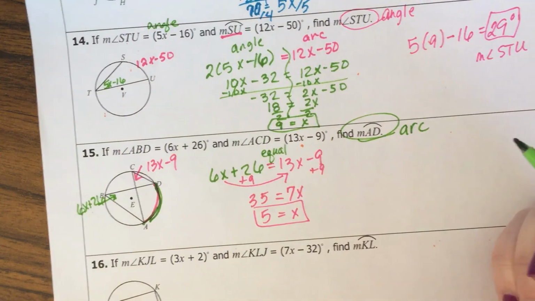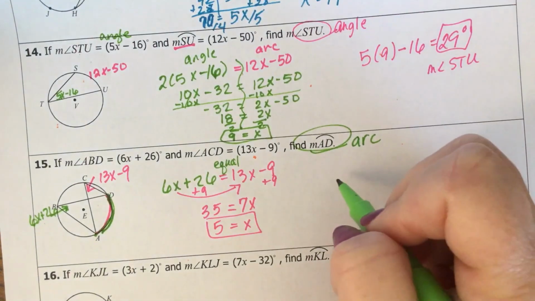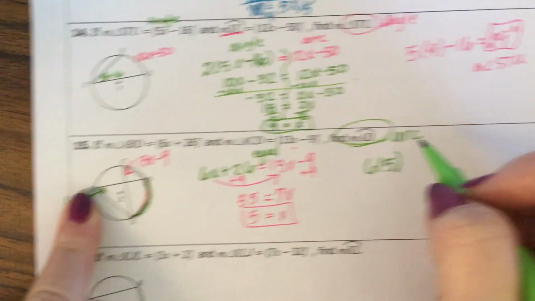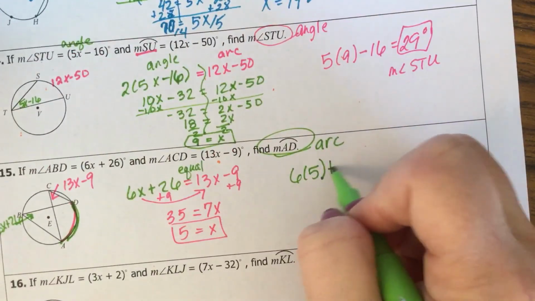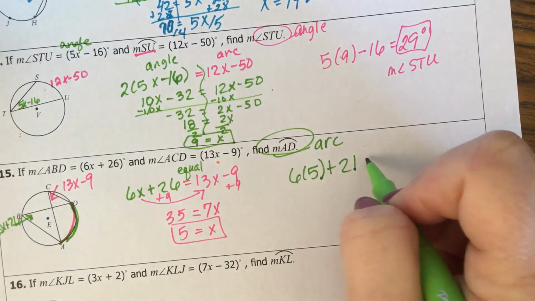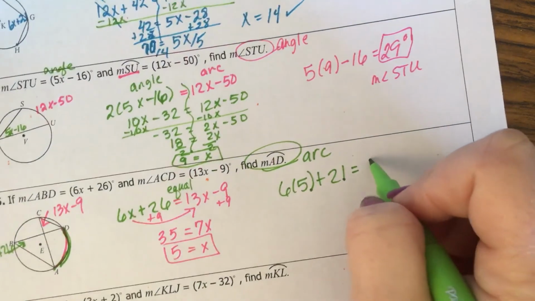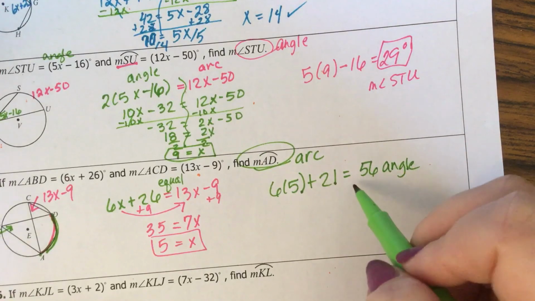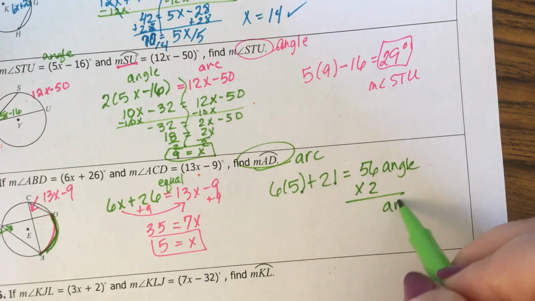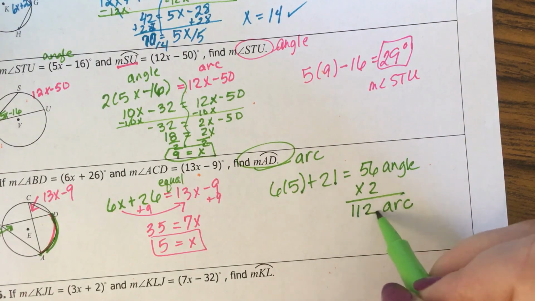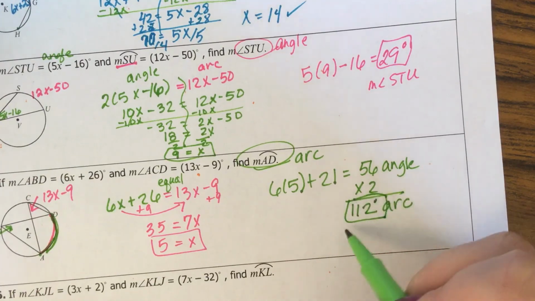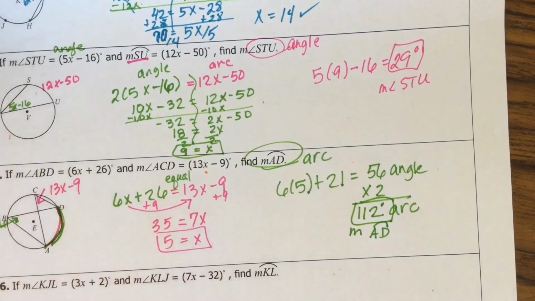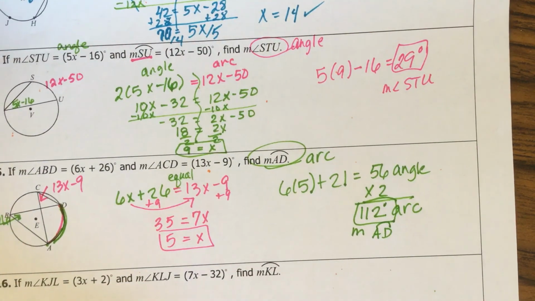So if I take either of the angles, doesn't really matter which one. If I said 6 times 5, we'll take this one, it's right here. Okay. So 6 times 5 plus 26 gives us 56. So remember, if the angle is 56, I have to multiply it by 2 to get the arc, which gives me 112. So that's the measure of arc AD.